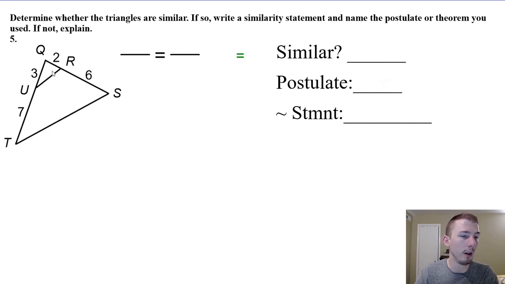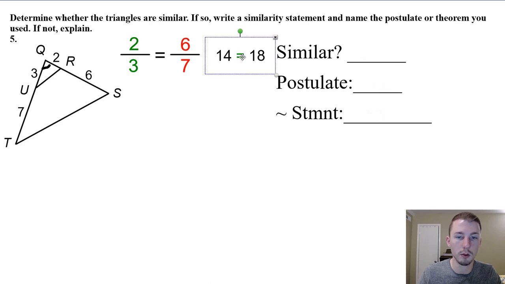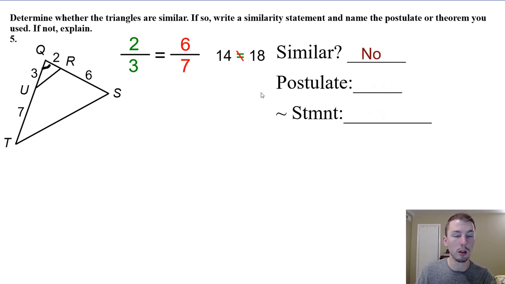Number 5. All right, so right off the bat, I know this angle in the middle is going to be reflexive. It's the same angle for both of the triangles. So we would be using side angle side. That would be your postulate. But first, we have to check to make sure it's actually similar. So 2 goes to 6, just as 3 goes to 7. Cross multiply, I get 14 is equal to 18. That is not true. So those are not equal to each other. So they're not going to be similar because the sides are not proportional.